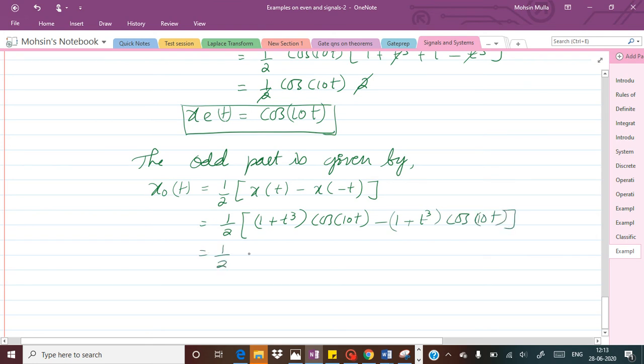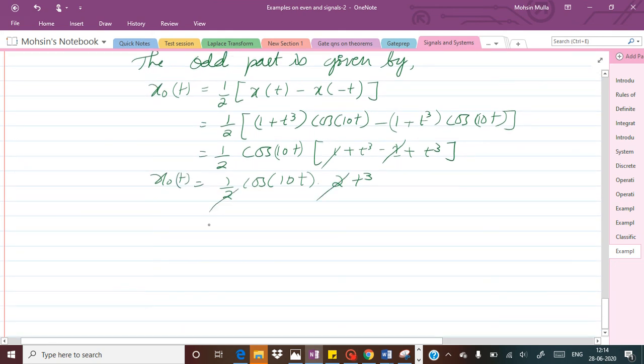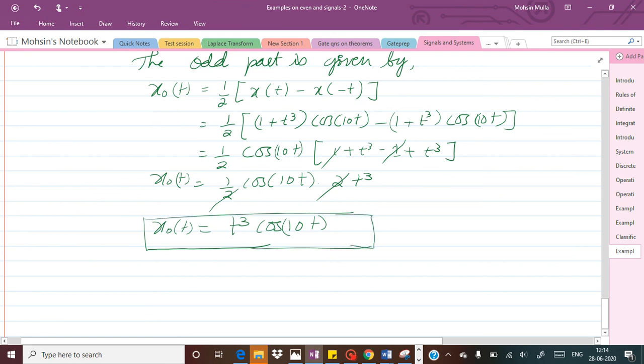Again we get the cos term outside: 1 plus t cube minus of 1 plus minus t cube. Here minus 1 plus 1 will get cancelled. So 2 will get cancelled again. So here we get t cube into cos of 10t as the odd component of the signal.